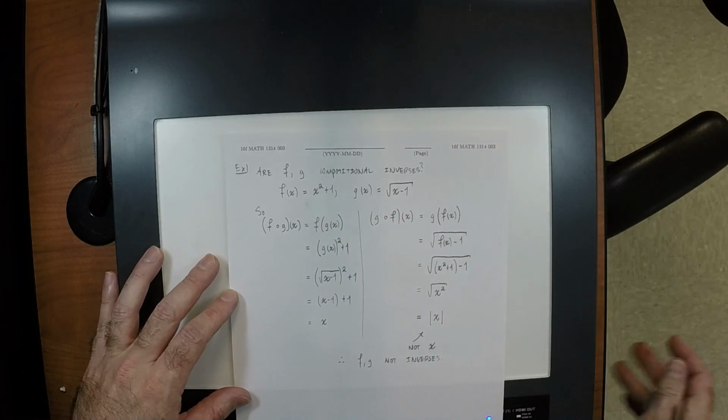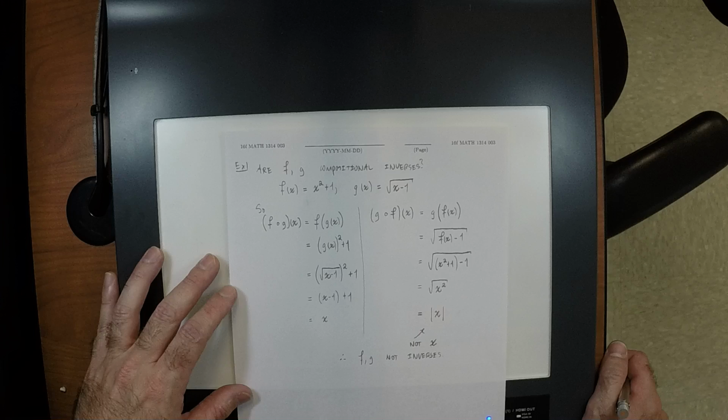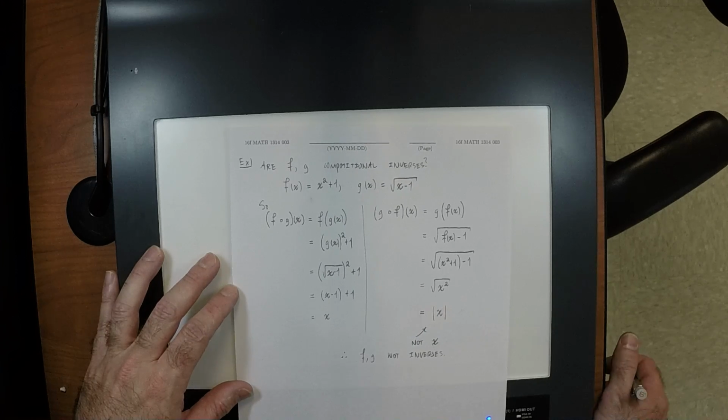Are f and g inverses? No, because f is not invertible in the first place. Of course they're not inverses. Are 0 and 9 multiplicative inverses? No, of course not, because 0 doesn't have a multiplicative inverse.